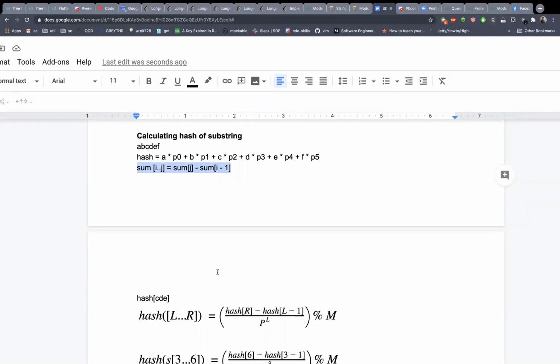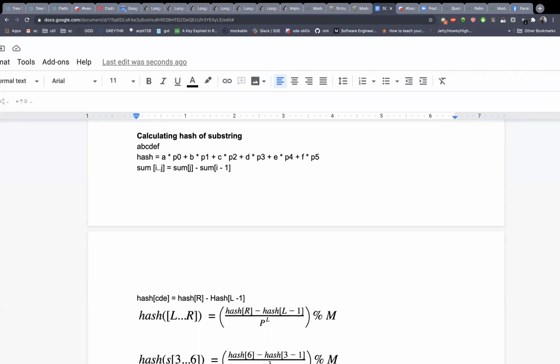Yes. Now the same thing we do here. If you want to find the hash of L to R, then we do hash of R minus hash of L minus 1. That is the numerator part of the formula. We will slowly derive the denominator as well. So now this is one part that we have gotten.